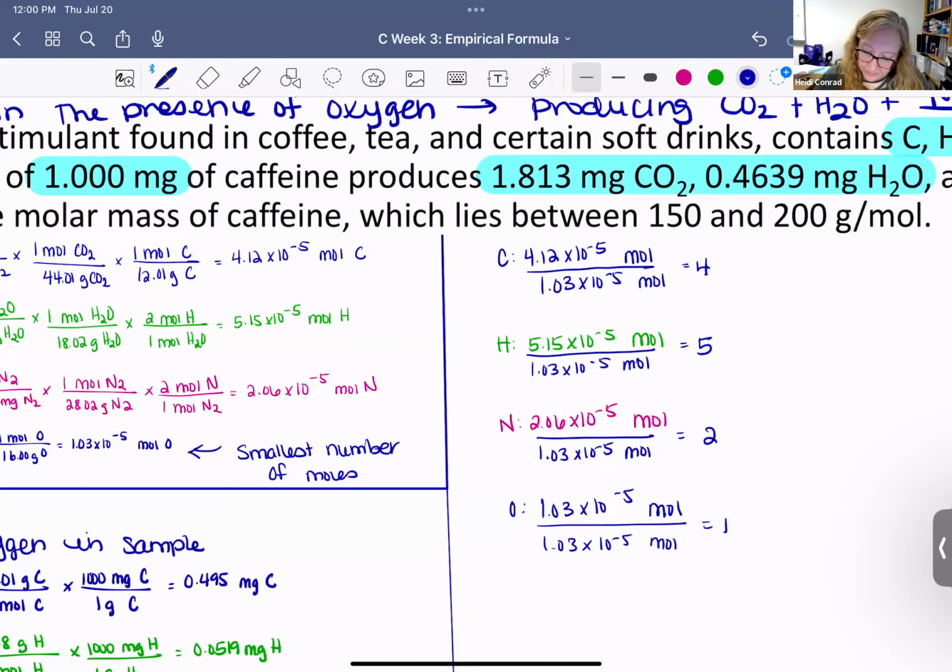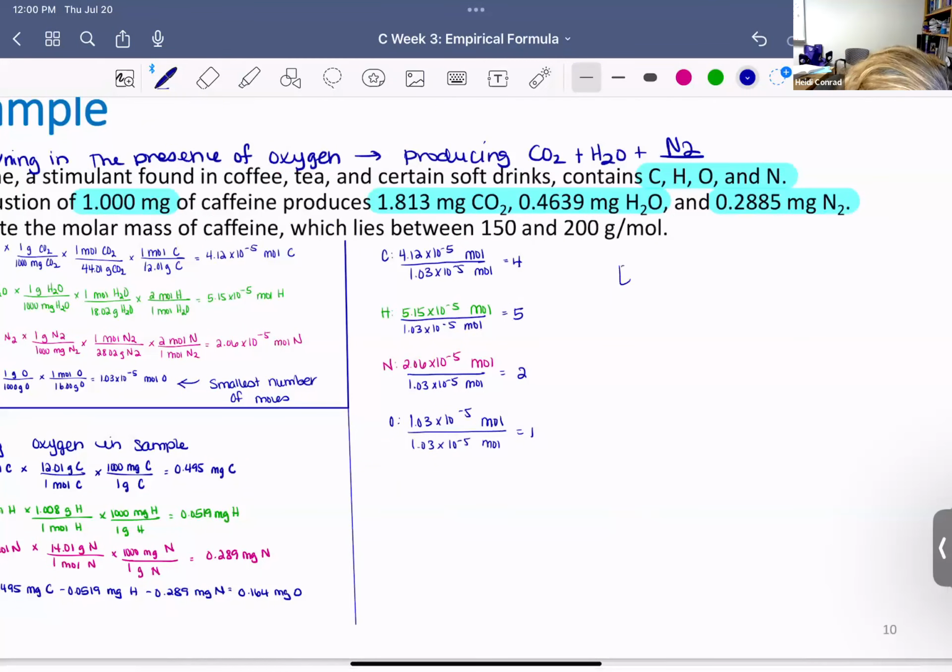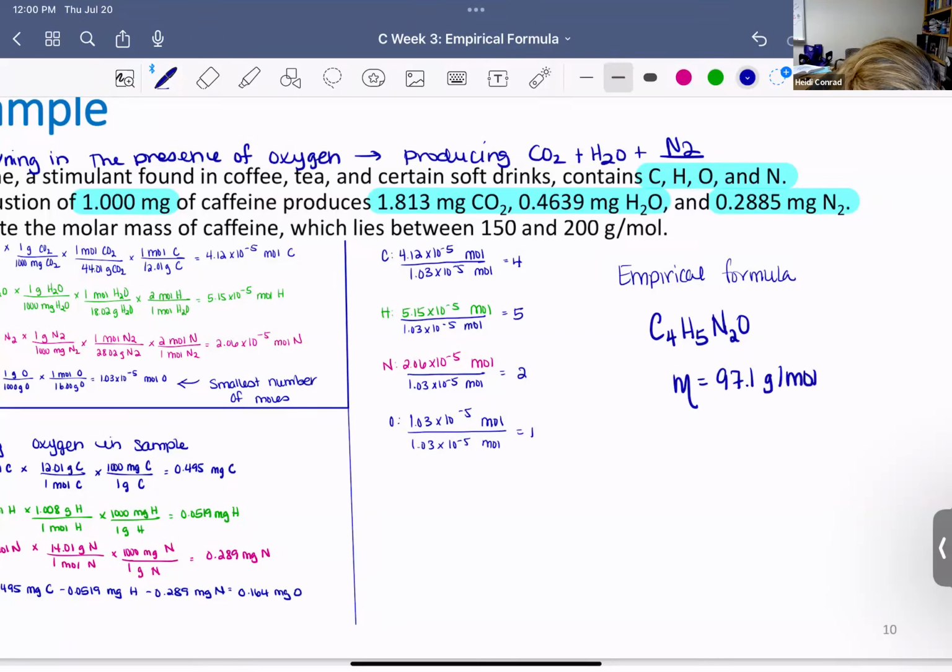I now have the empirical formula. My empirical formula is C4H5N2O. So now I'm going to go ahead and add this up and figure out the molar mass of the empirical formula. I figure out the molar mass of this is 97.1 grams per mole. It tells me here, the last bit of information is that the molar mass is actually between 150 and 200 grams per mole.